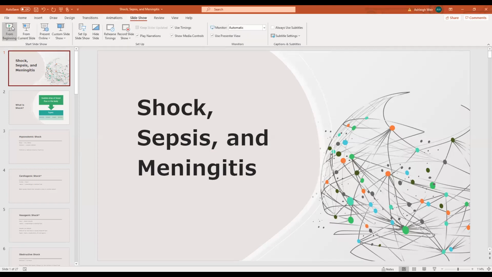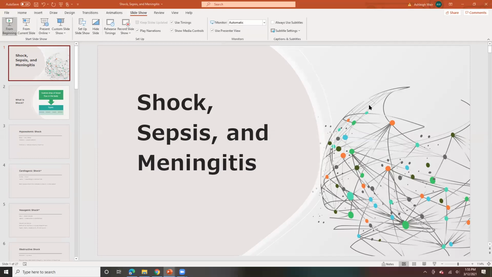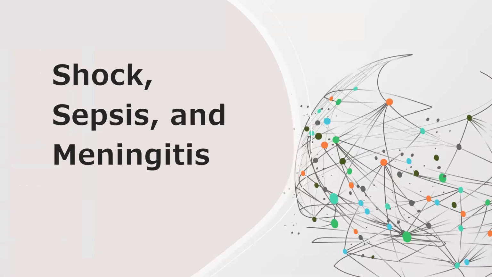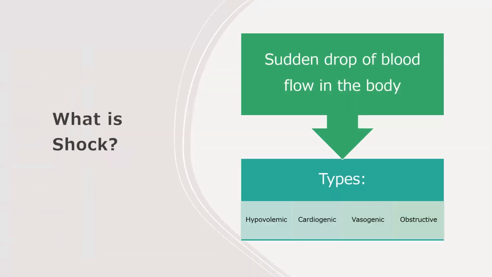There was a specific request for shock, sepsis, and meningitis. Meningitis you could actually find in the neurological module, but I did go ahead and include it on the slides just so I can say I did it and it's all in one place. But again, meningitis you will actually find in the neurological section as well.